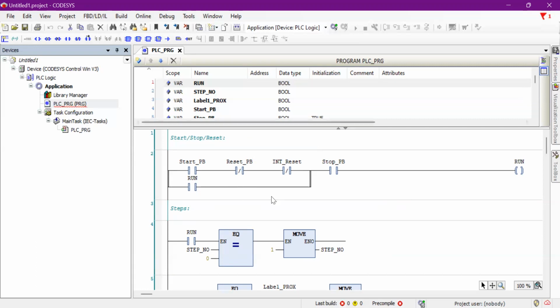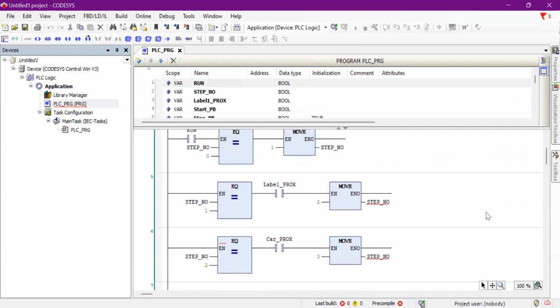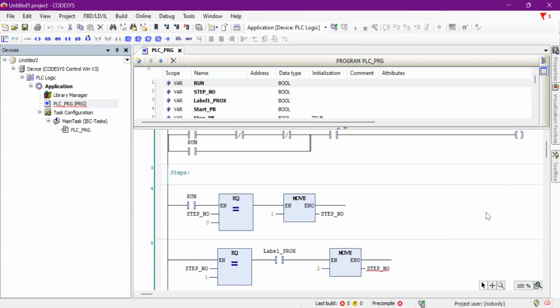So we have our normal start, stop, reset. The reset means that we have the two resets over here, which don't affect the full run system, and then we have the run. So once we start, we can run as long as we are not stopped, of course. And then we have the different steps.